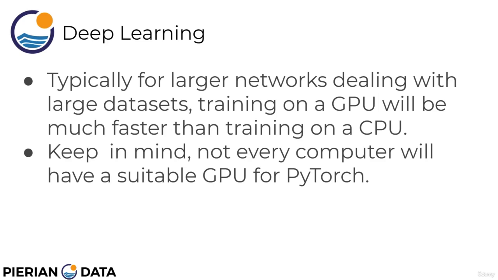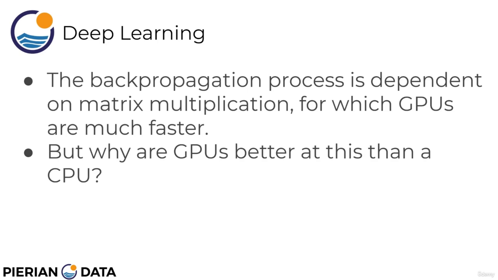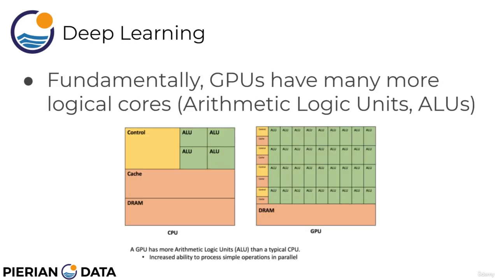Let's briefly discuss why typically GPUs are faster for deep learning processes, as well as if your computer will be able to use PyTorch on a GPU. The backpropagation process, as we know, is already highly dependent on matrix multiplication. And for specific matrix multiplications, GPUs are much faster. But then, why are GPUs better at this than a CPU? This really has to do with the fact that fundamentally, GPUs have many more logical cores, that is, arithmetic logic units, or ALUs, in their overall hardware structure design.